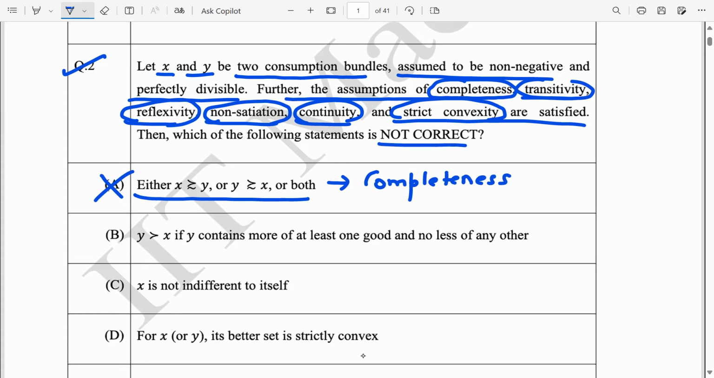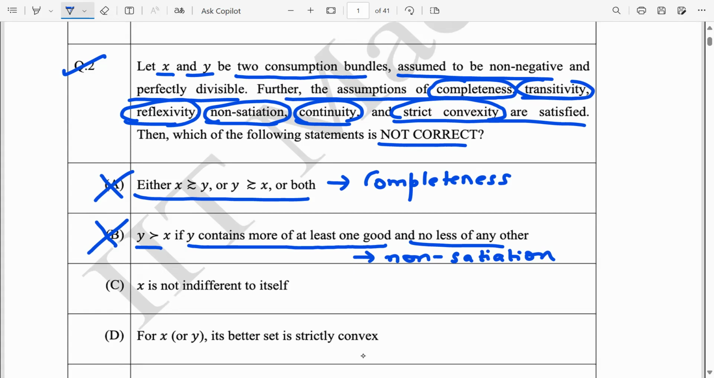Let's look at statement B. Y is preferred to X if Y contains more of at least one good and no less of the other. It is the non-satiation assumption. So again, it's correct, but we have to find the statement which is not correct. So this is not my answer. Next, X is indifferent to itself. If you see, this is the correct answer.